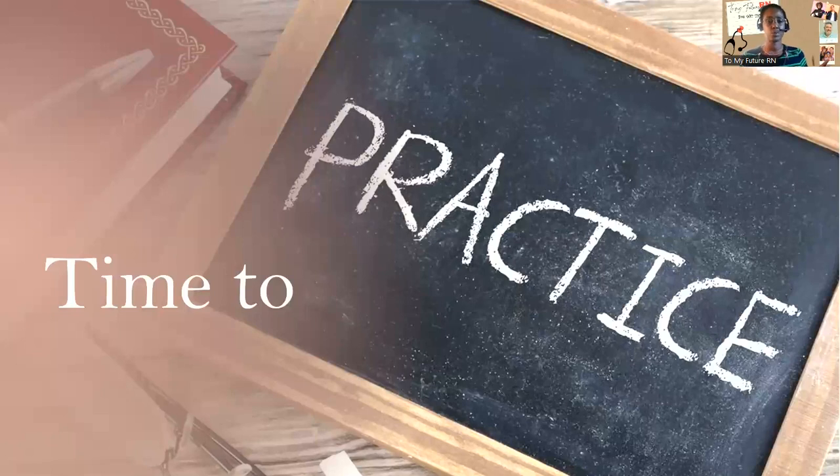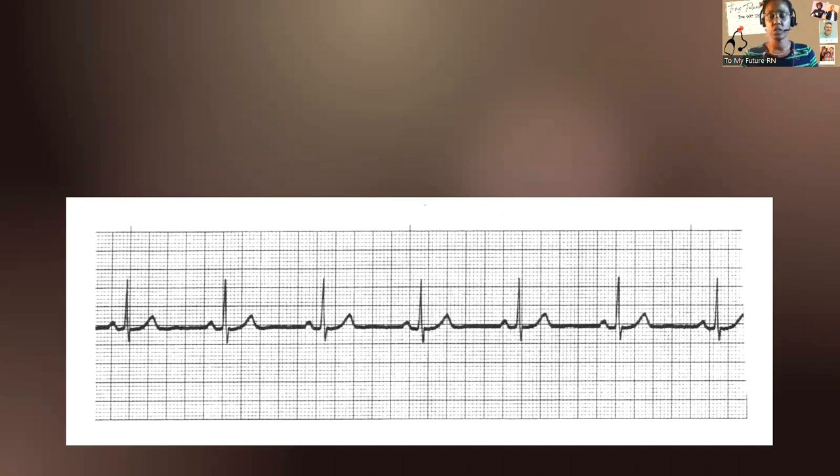So now it's time to practice. We're going to take the steps that we just learned, and we're going to apply them to analyzing ECGs. The first step for our ECG interpretation or analysis is to determine regularity. Although you can look at this strip and say, yeah, it's kind of regular, let's go through the steps just so we can solidify the process in our minds.